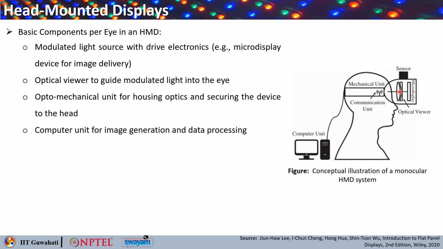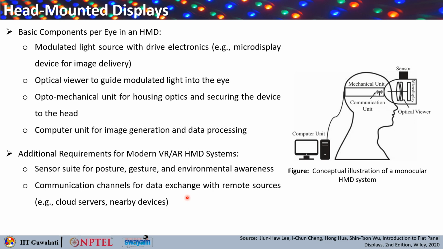Then you require some sort of optomechanical unit for housing this entire optics and securing the device to your head. Also, you require some sort of communication unit for data communication. However, this may not be required if you are using a wired connection to a computer unit where the image generation and data processing is done.